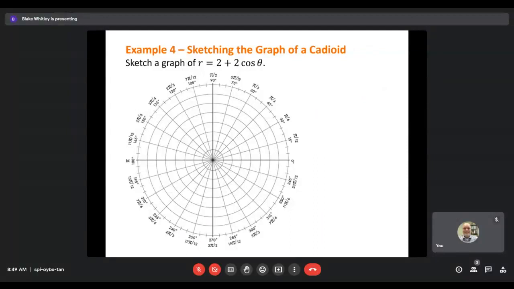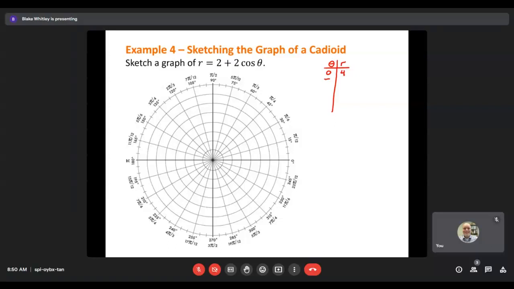All right, so our next one here, we've got 2 plus 2 cosine theta. Again, we don't need to get this in rectangular form. We just need to graph it. So I'm going to create a table of values to try to do that. We'll do our thetas and our r's. All right, so if we start with 0, this time cosine of 0 is 1. So then we have 2 times 1 is 2, plus 2 should give us 4.